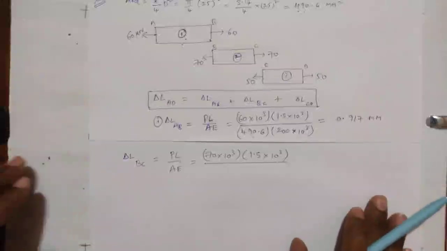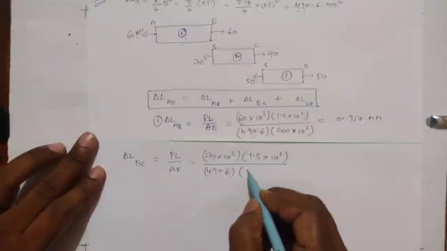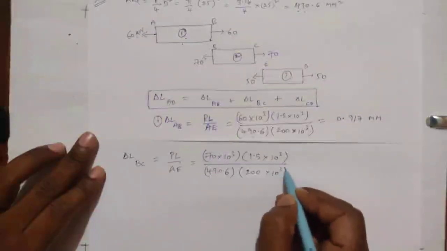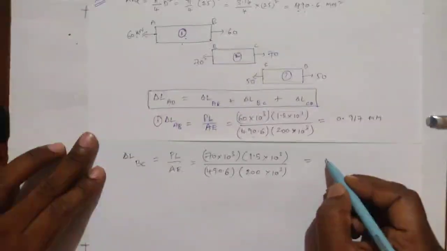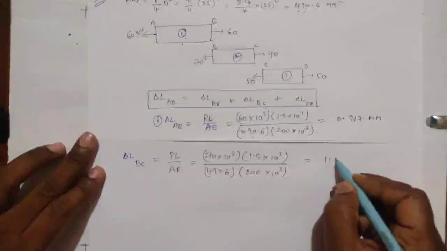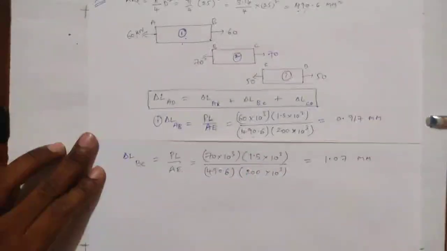Okay. So area is 490.6 mm square, and E, Young's modulus, is 200 into 10 cube. I am taking Young's modulus in megapascal. So delta L of BC we will get 1.07 mm. Okay, after calculating in calculator you will get this value.